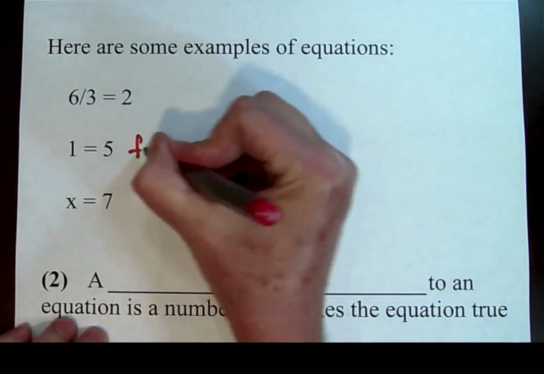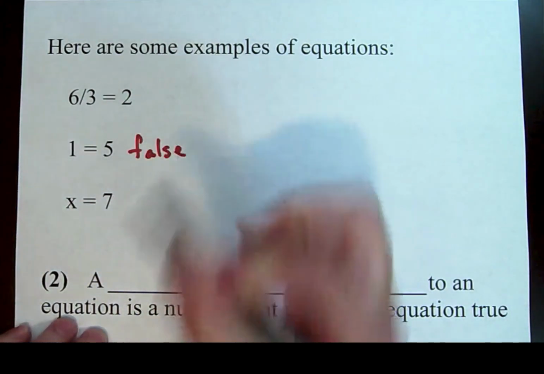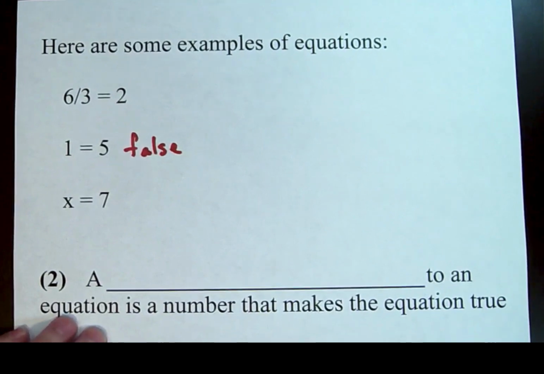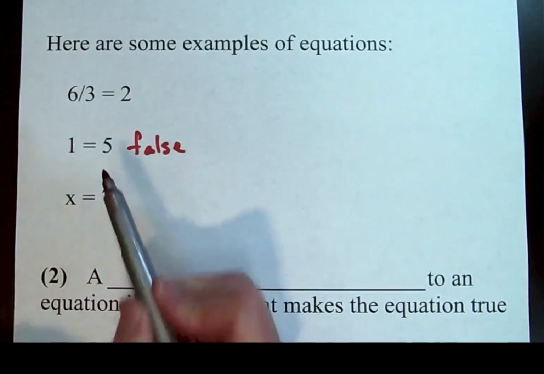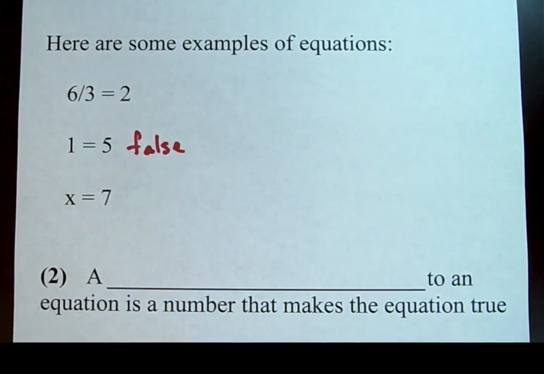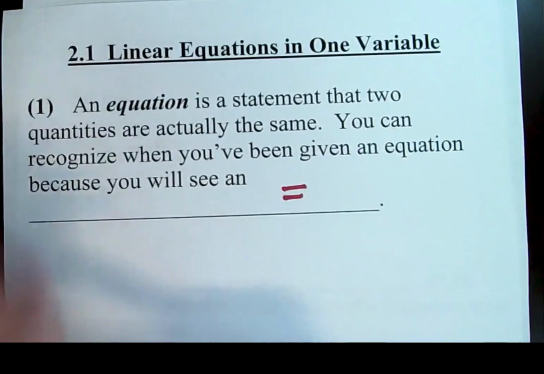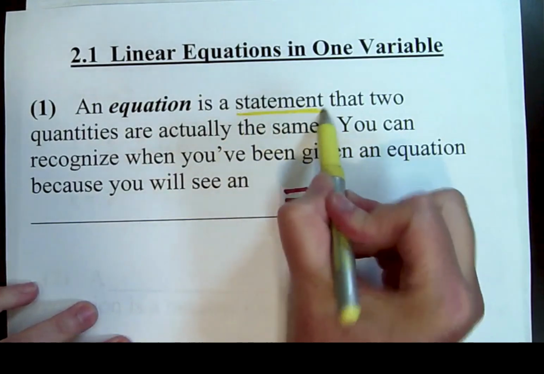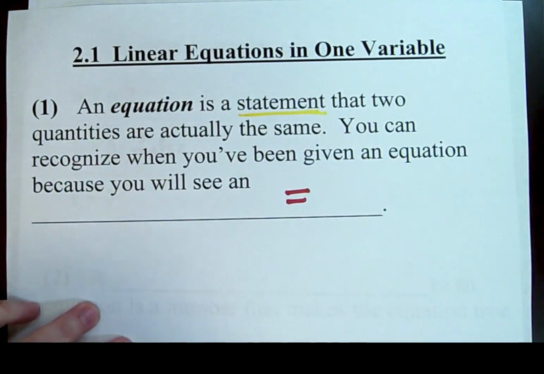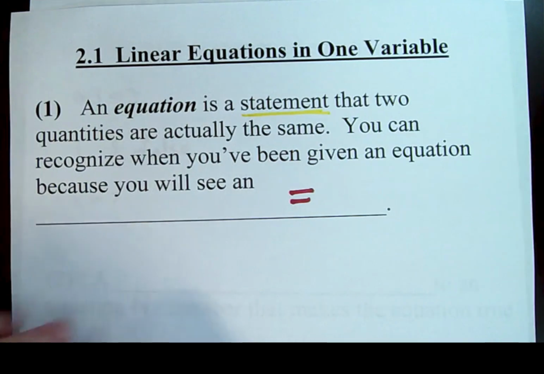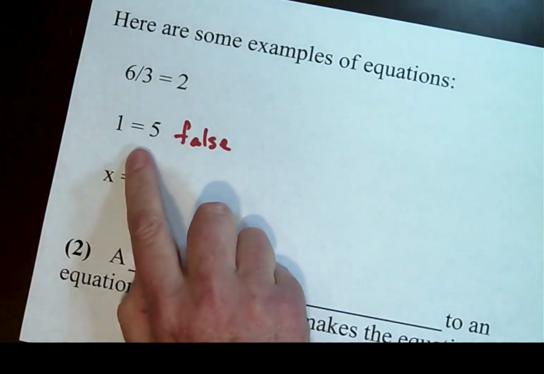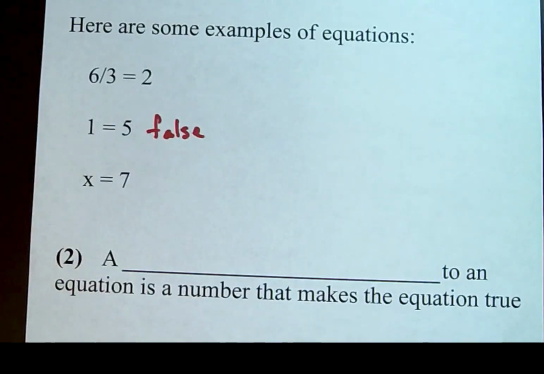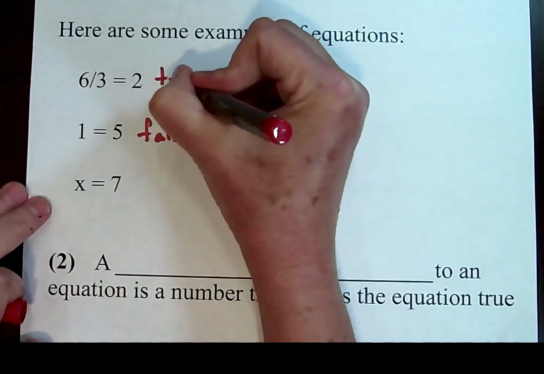That's a false equation. All right? It's still an equation. It just happens to be false. So an equation, remember, is a statement. It's a claim. Okay? And you can make statements that are lying statements in math, just like you can anywhere else. So this statement that these two quantities are the same is a lie. It's still a statement. It's still an equation. This first one, of course, is true.